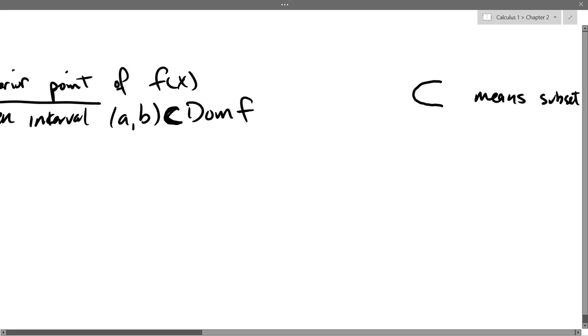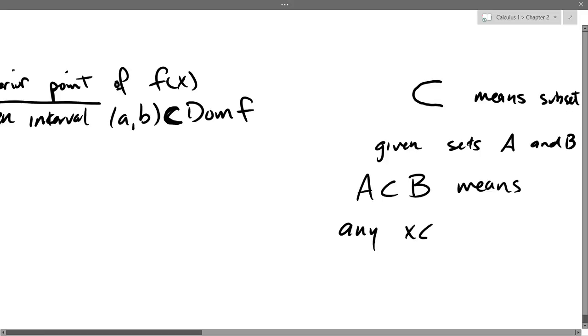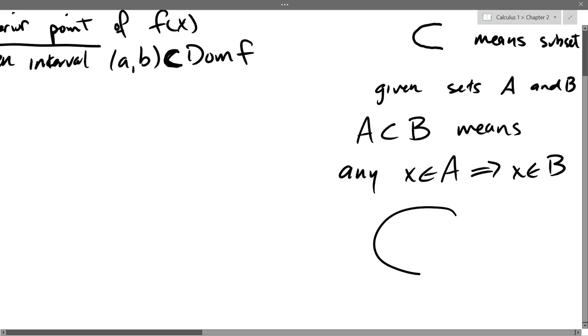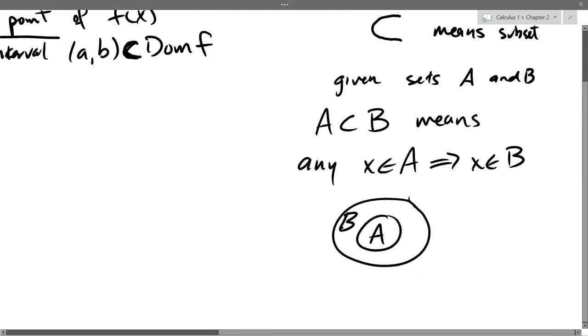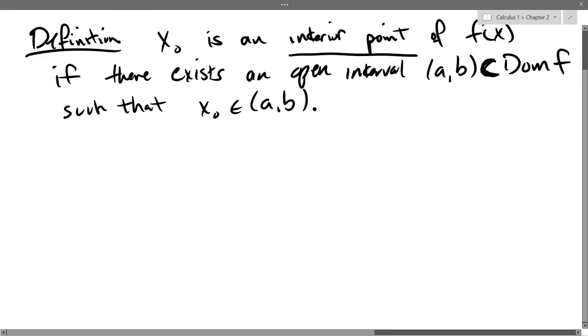So definition of subset. We're given two sets, A and B. A is a subset of B means any element of A implies it also lives inside of B. So everything inside A is also inside B. If you like the Venn diagram type of descriptions, basically it means A is inside B. I think when you use the word Venn diagram, it's the two circles intersecting. I don't know what that notation is called, but I think you understand what I mean here. All right, so that's subset. It's a nice intuitive definition.